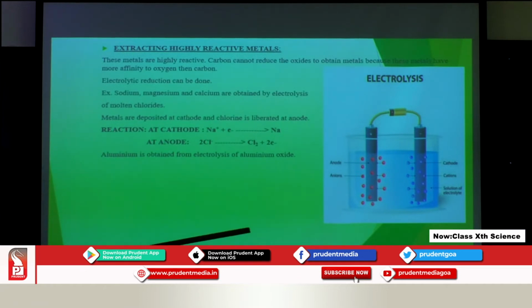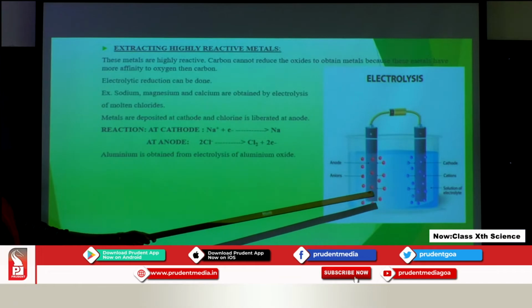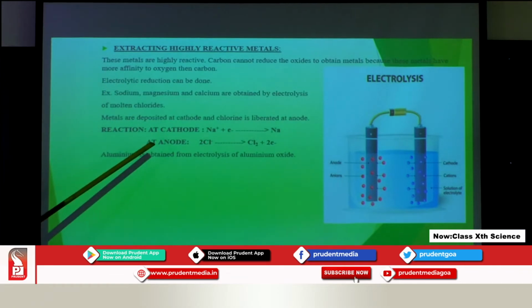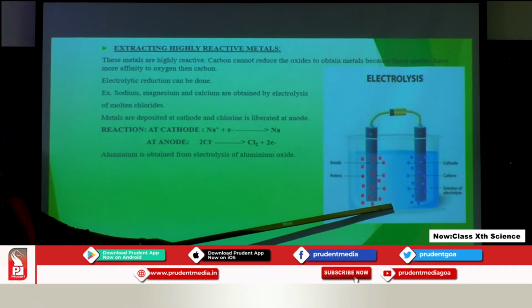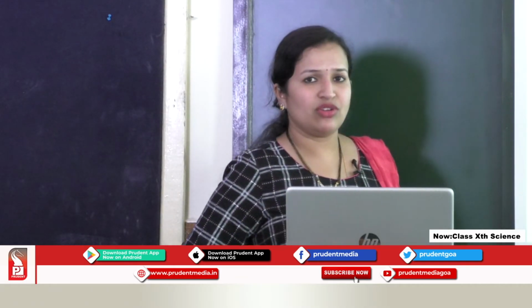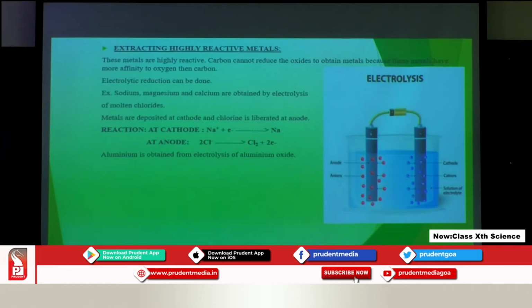So, here we have taken a container or a beaker, we can say, and we have added an electrolyte. Suppose I want to extract sodium from the ore. So, what will I take? I will take the molten chloride, sodium chloride. So, sodium chloride is the electrolyte which is being added here in this container. What do you mean by electrolyte? Electrolyte is a solution which helps to conduct electricity. So, the electric current easily flows through it, because in electrolytes free ions are present.